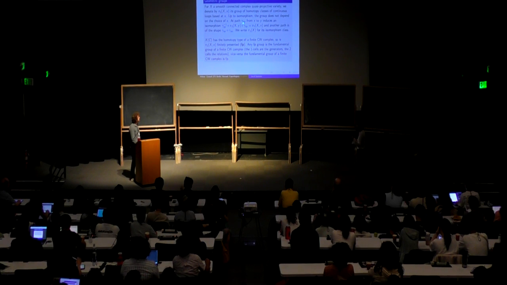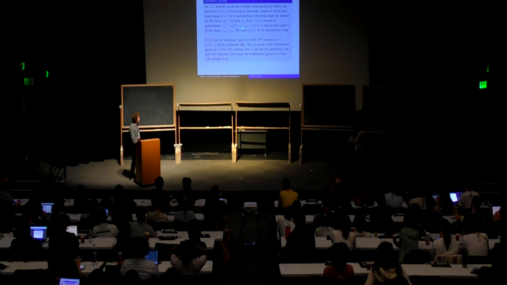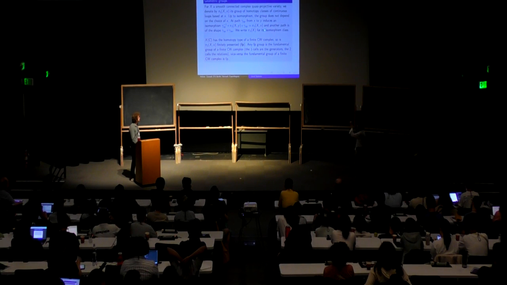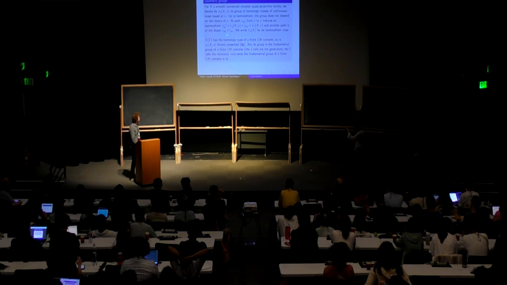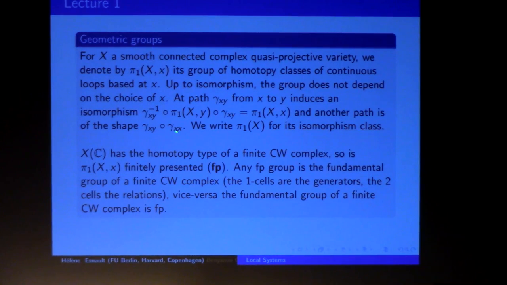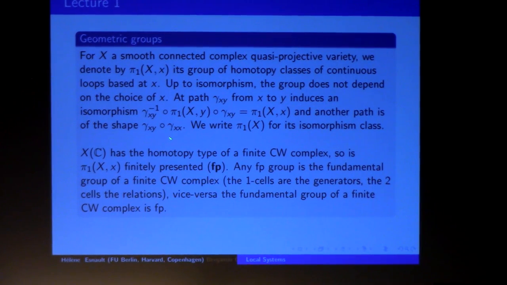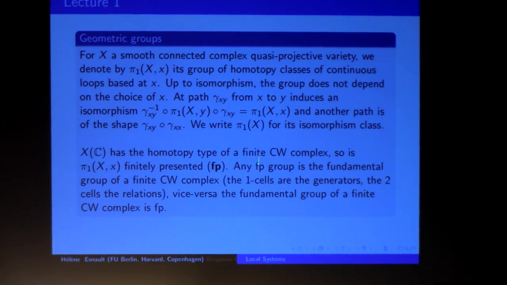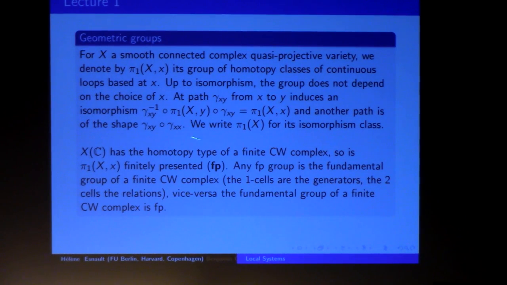In fact, if a path joins x and y, then this path establishes an isomorphism between the fundamental group based at y and the fundamental group based at x. But another path is of the shape as written here. We make a path from x to s, and then we post-compose with a path from x to y. We drop the notation little x when we just look at the isomorphism class. So this conjugation by a path from x to s will play a role later on.